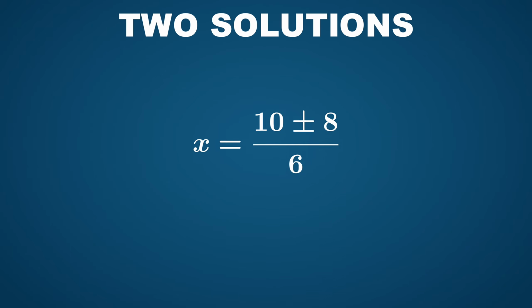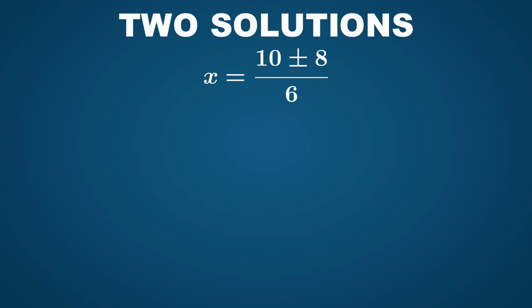The plus or minus symbol tells us we have two separate logical paths to calculate. We must formally separate this single expression into two completely distinct equations. Let us rigorously calculate the first potential numerical value for the variable x.